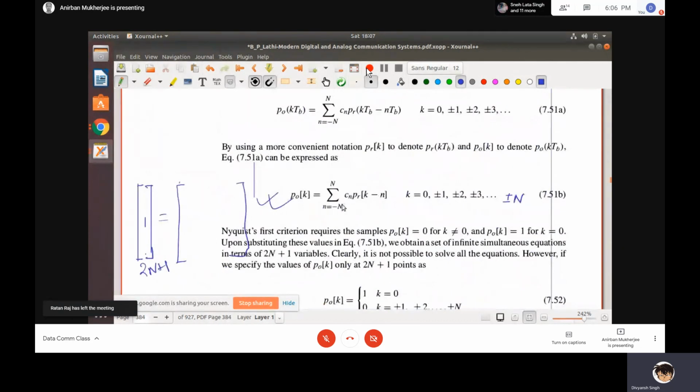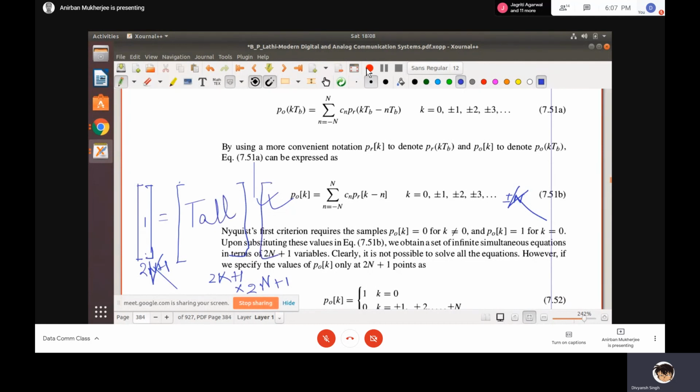Then you have Cn, which is basically a vector of 2n plus 1, that is C minus n to C plus n. Instead of plus minus n for k, if I take plus minus K, then you will have 2K plus 1, and I am assuming that K is greater than n. Then this matrix will be 2K plus 1 cross 2n plus 1, and K greater than n means this is basically a tall matrix.